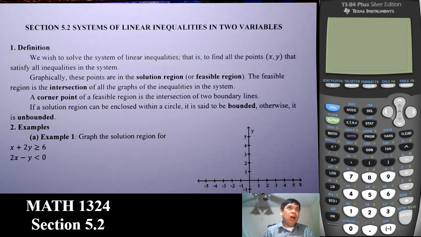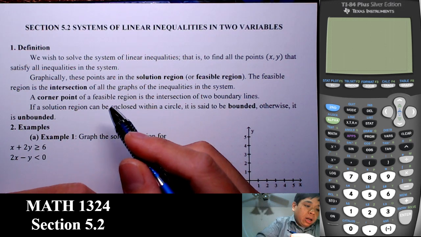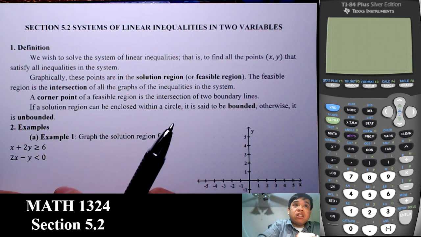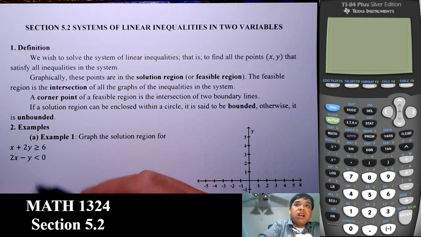Hi everybody, welcome to another video in Math 1324, section 5.2, systems of linear inequalities in two variables. This is just similar to the previous section, but this time we will have two inequalities instead of one.